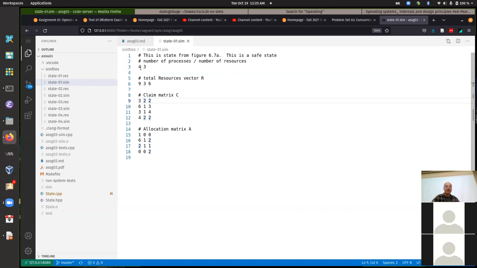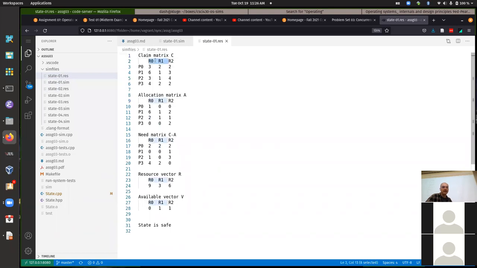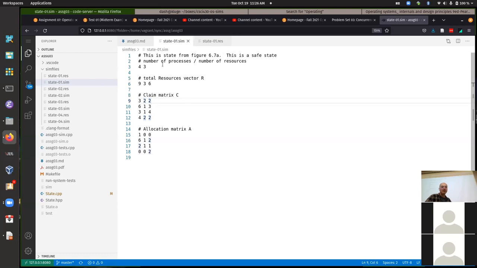In that state, there were four processes and three resources. The next line has the total resources, which our textbook sometimes calls vector R. Since there are three resources, there are nine total of resource zero. You can think of these as being indexed from zero: resource zero, resource one, and resource two. We use zero-based indexing for these problems, which might be different from our textbook, which probably started indexing at one. So think of this as resources 0, 1, 2 and processes 0, 1, 2, 3, since we have four processes and three resources.